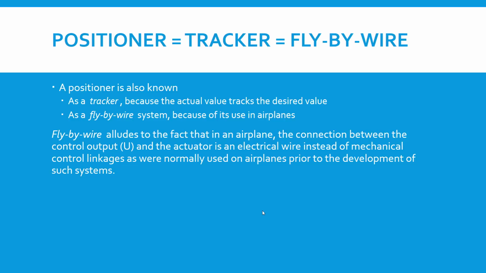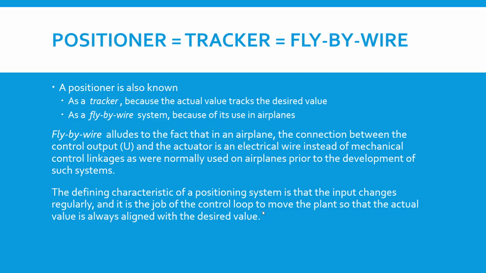Fly-by-wire alludes to the fact that in an airplane, well, it's in an airplane, so we use the word fly, which is where this type of loop was developed. And the connection between the output from the controller and the actuator is not a mechanical linkage. It's actually an electrical signal and an electrical wire. So the name fly-by-wire developed when these control loops were developed in the late 1940s and the early 1950s.